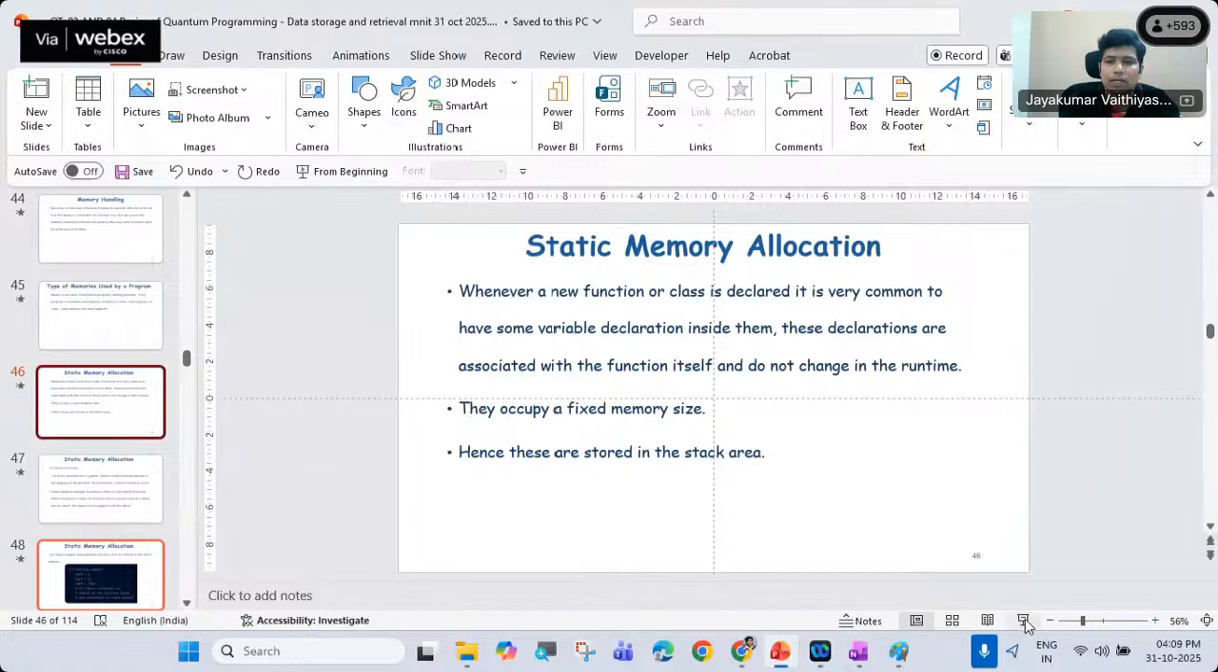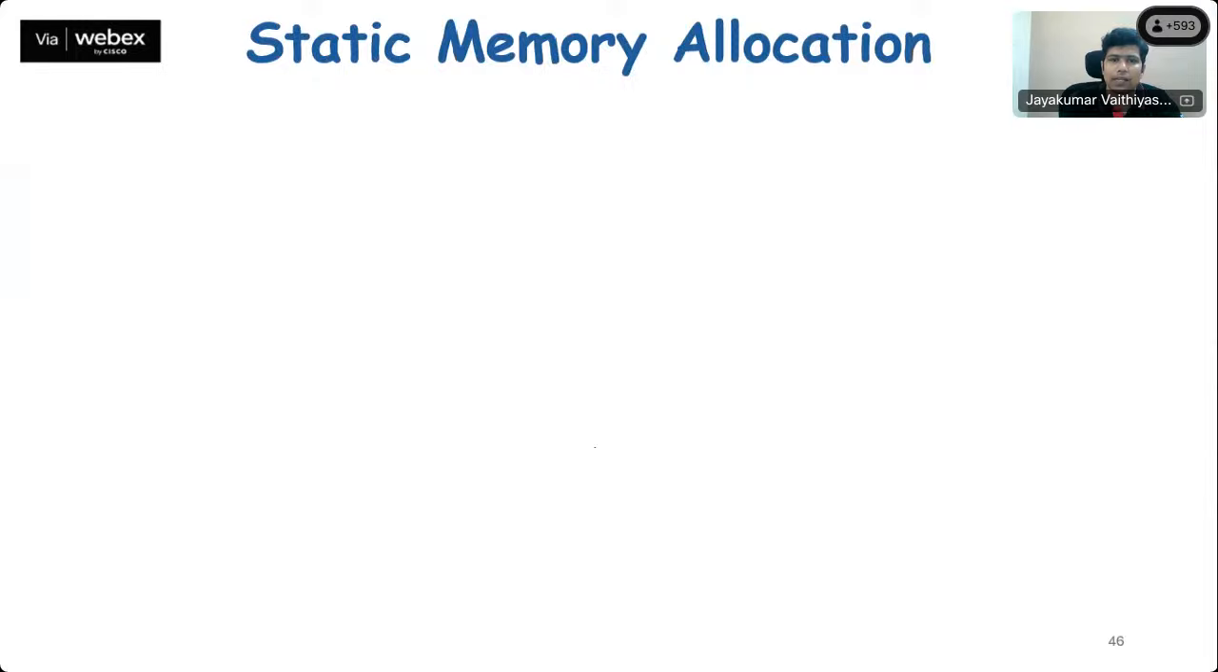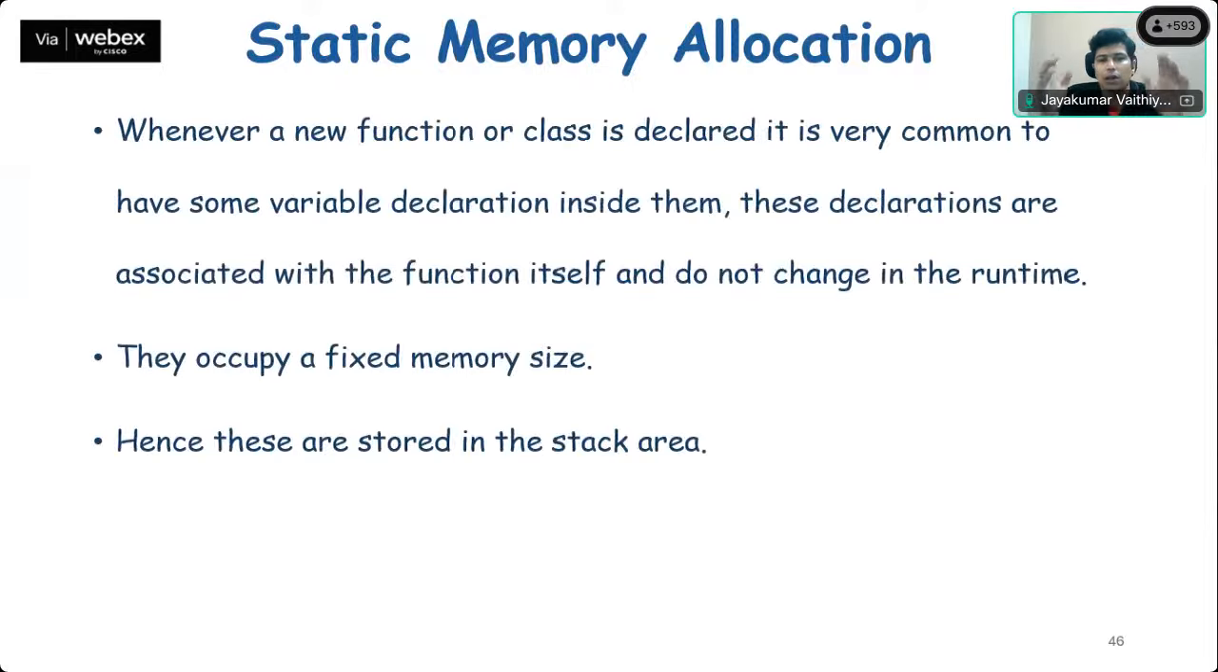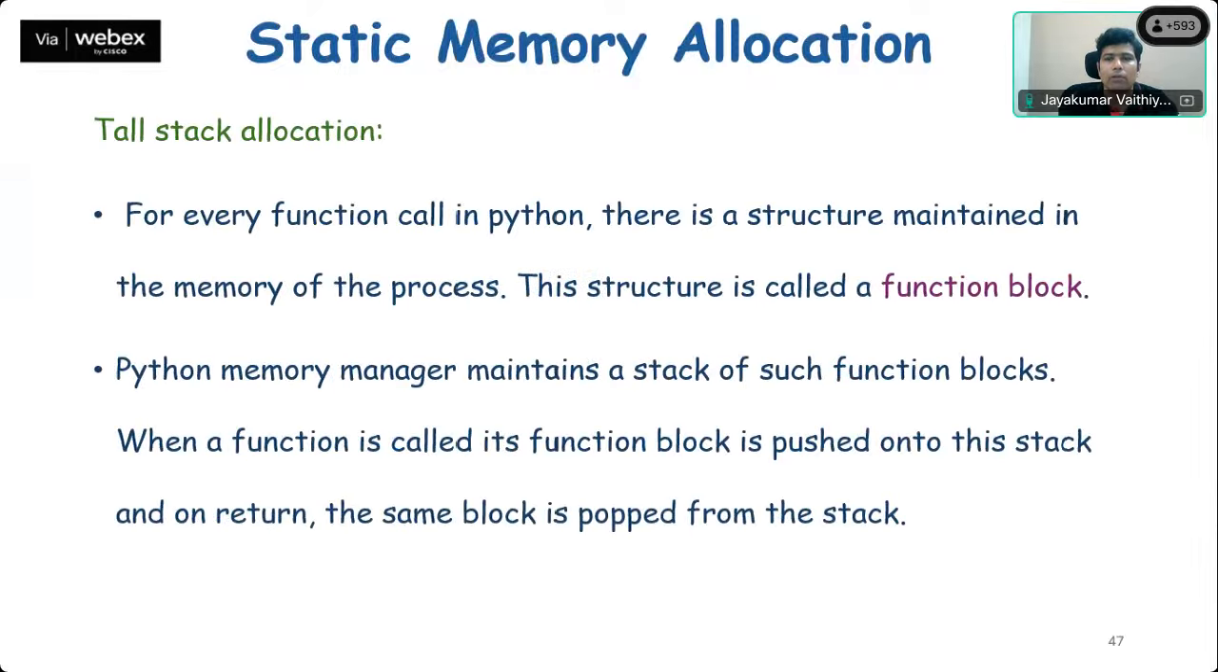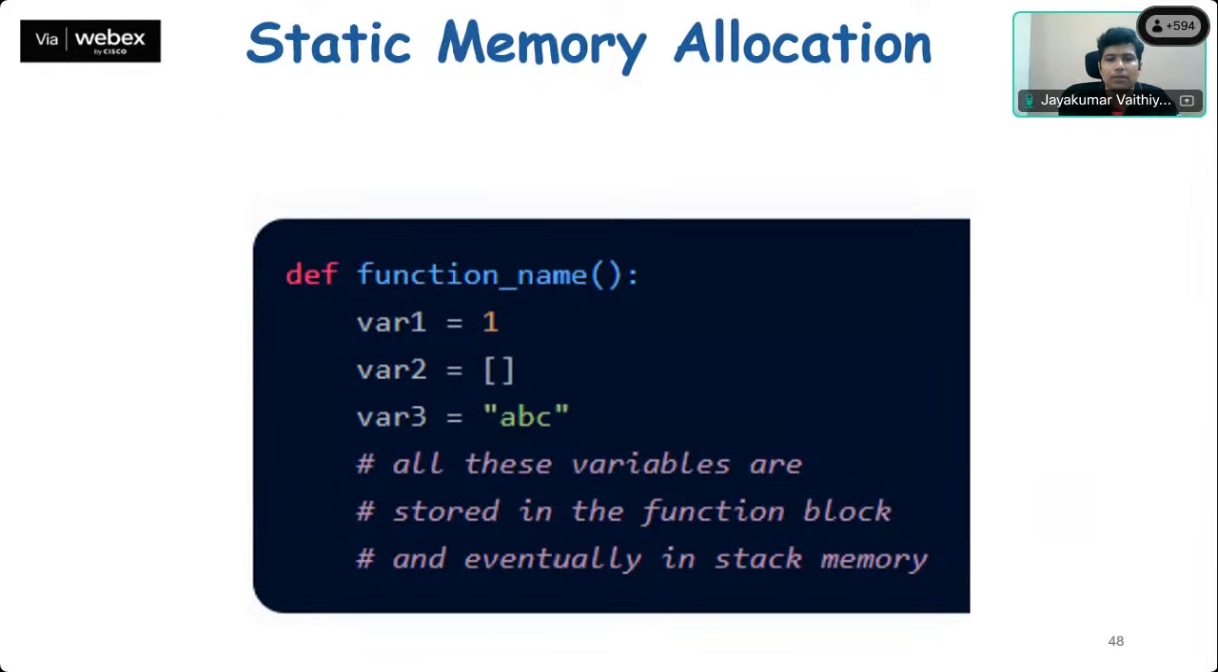So the first one is static, the second one is dynamic. Okay, so it will occupy a fixed size of memory, right? But if you go for dynamic, okay, it will allocate variable size of memory space. So this is an example for static memory. So before calling any function, we are assigning values for that variable.